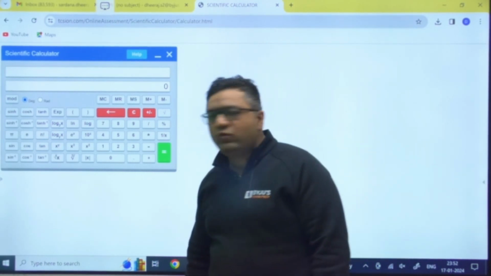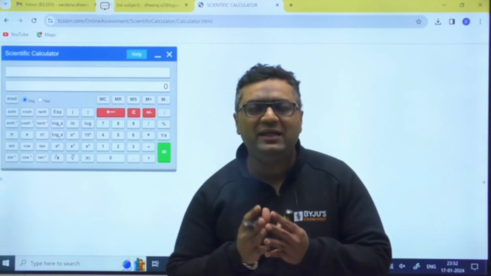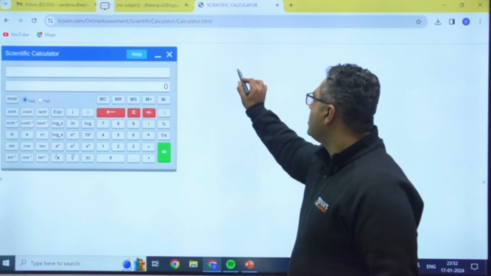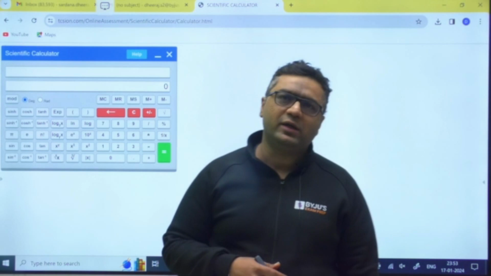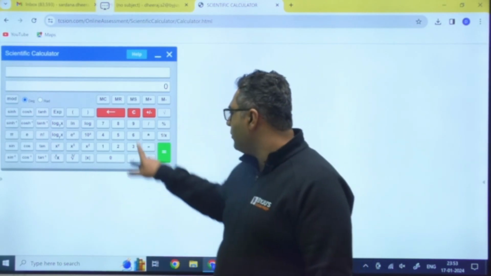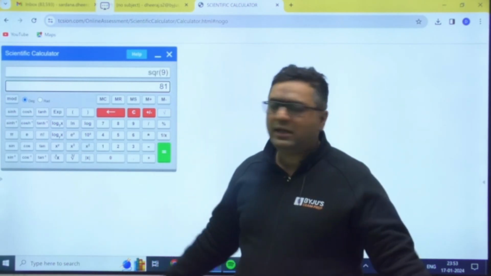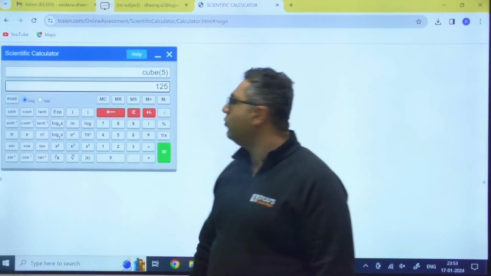So first of all, I would like to tell you, if you are thinking of using the very simple functions, like you want to go for a function of, like let us say 9 ka square, 9 ka cube, then there is not a problem. Like you have this 9 and then you would be going for square, you will get 81. If you want to go for, let us say 5 ka cube, then you have 5 ka cube, 125.